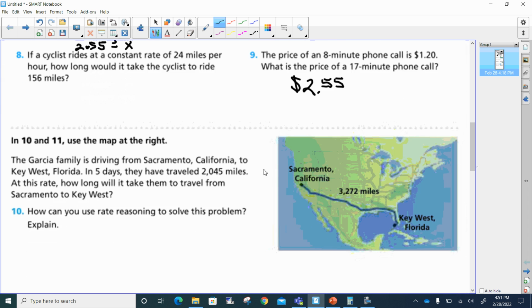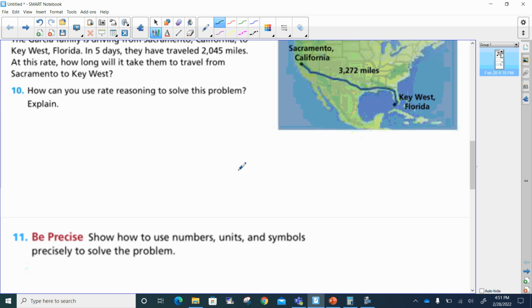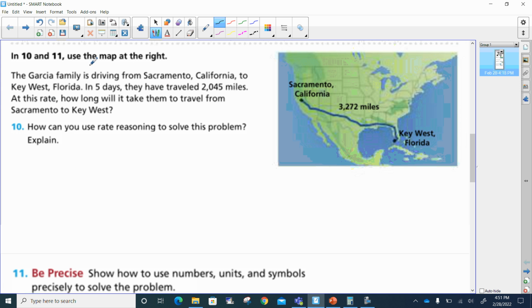All right, we're going to go to number 11 now. It says show how to use numbers, units, and symbols precisely to solve the problem. Let's see, what problem are they talking about? It must be up here where it says the Garcia family is driving from Sacramento, California to Key West, Florida in 5 days. So from here to here, they're going to take 5 days. They traveled 2,045 miles. At this rate, how long will it take them to travel from Sacramento to Key West?